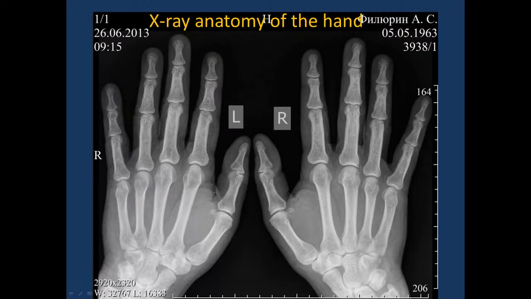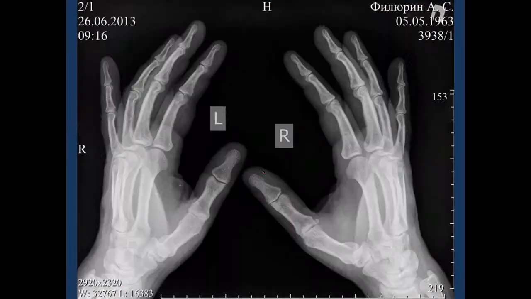This is a picture of hand. We can show you all of the wrist bones as well as metacarpal bones and even phalanx, digital phalanx here. As you see, letter L and R are also presented in this picture and here also.